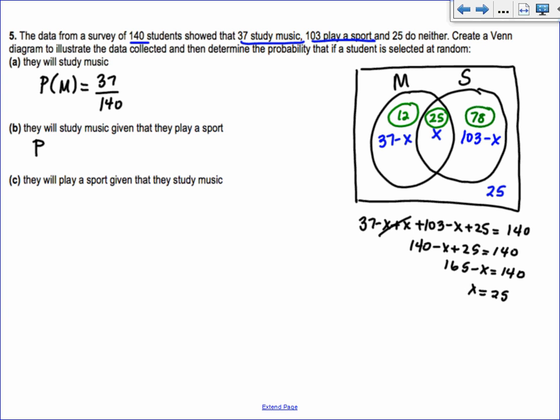All right, what is the probability that they study music given that they play a sport? Okay, this is where it gets a little bit harder. You are given that they play a sport. That means that you're zooming in to this part of your Venn. You're saying, I'm only going to look at this circle here. I'm given that they play a sport. How many people play a sport? 103, right? So of that 103, how many of them also study music? 25. Does that make sense? So you're doing 25 out of 103.